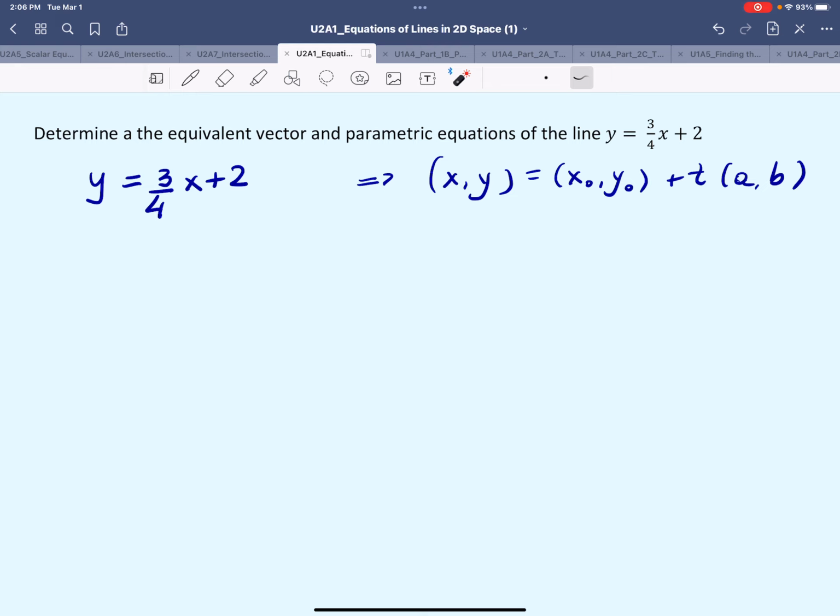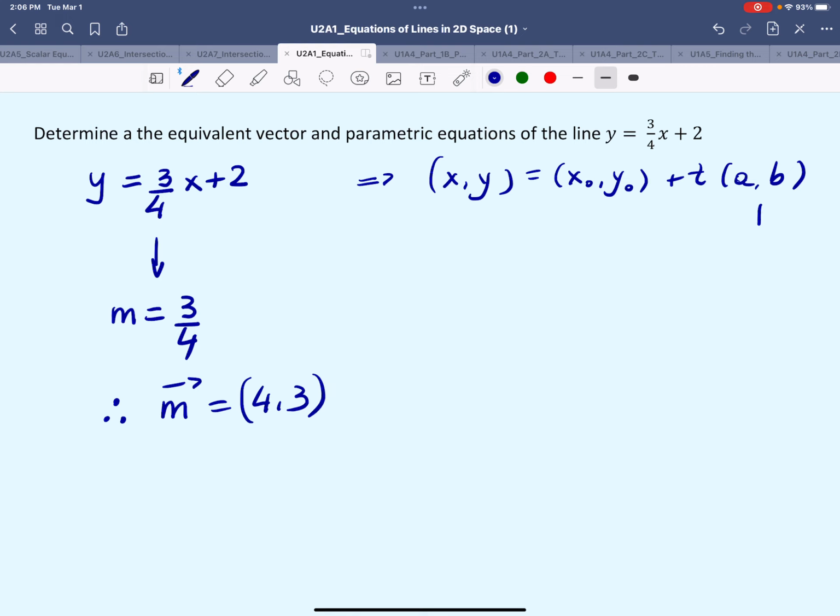The vector equation will need the coordinates of one point and the direction vector. The direction vector can be derived from the slope of the given line. Since the slope is equal to 3 over 4, the direction vector of the same line must be (4, 3). With this, we have discovered the coordinates of the direction vector, so we have created part of the equation. Remember that x and y will still sit where they were. And now we are missing a point.